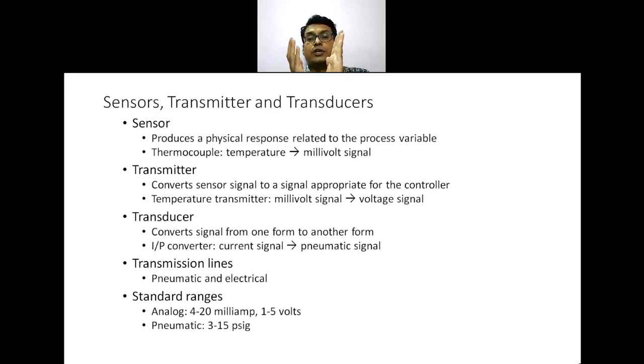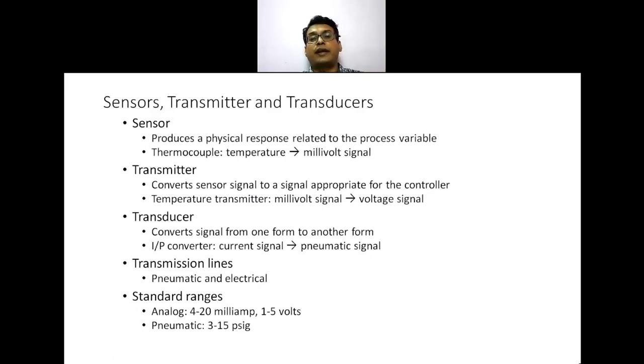So the pneumatic signal is converted to the electrical signal. That is called the P to I converter. And there are I to P converters also. I is nothing but your current and P is your pressure or pneumatic signal. So the I to P converters convert the current signal to the pneumatic signal, or there can be the P to I converters where the pneumatic signal is converted to the current signal. I to P converter and P to I converter.